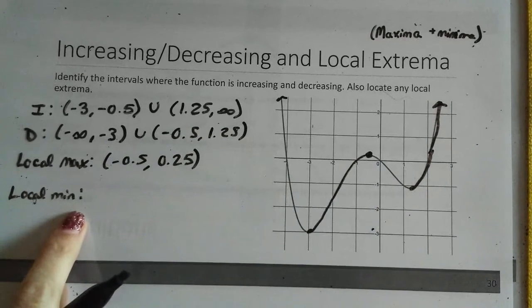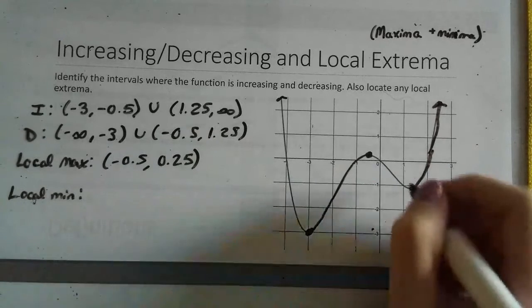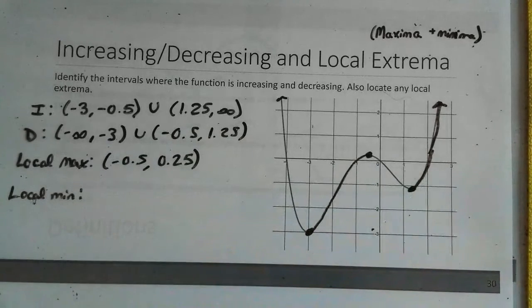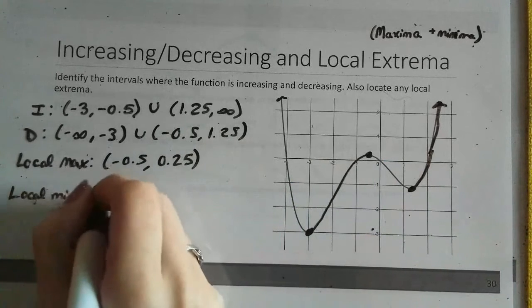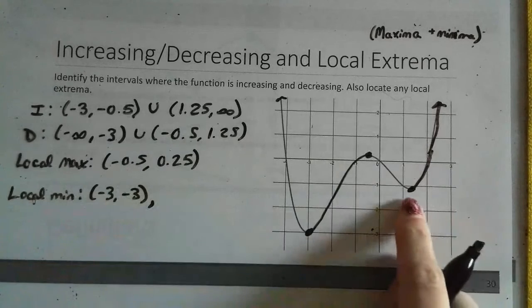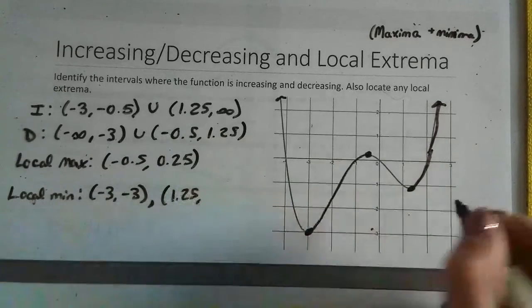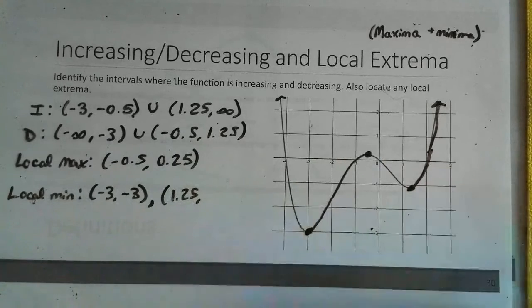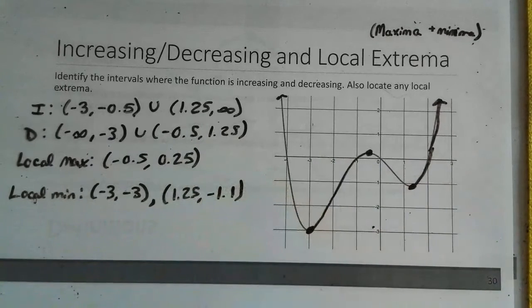Let's see if we can find any local minima. So are we at the bottom of a valley anywhere? Yeah, right here and right here. So there's two of them. When x equals -3, y equals -3. And then again, we have another one at 1.25 with a y value of maybe -1.1. I don't know, as long as you guess relatively close, I'm going to be happy.